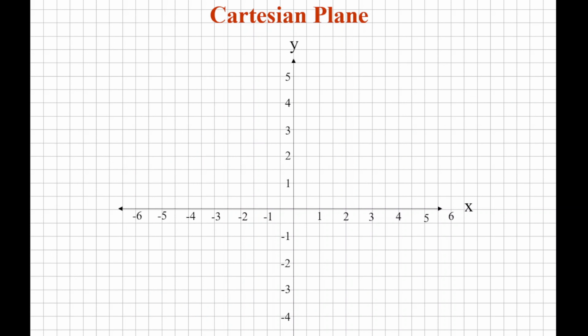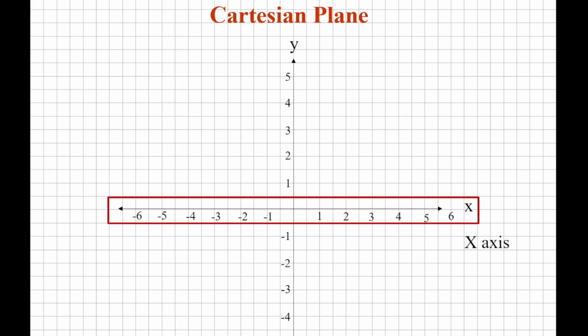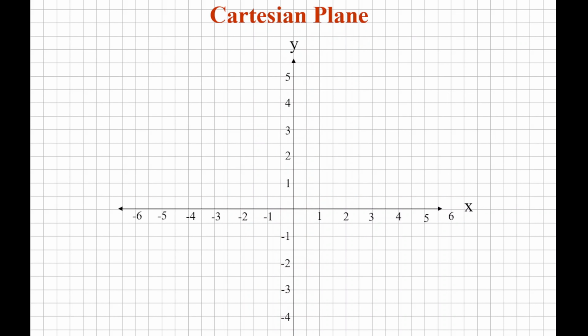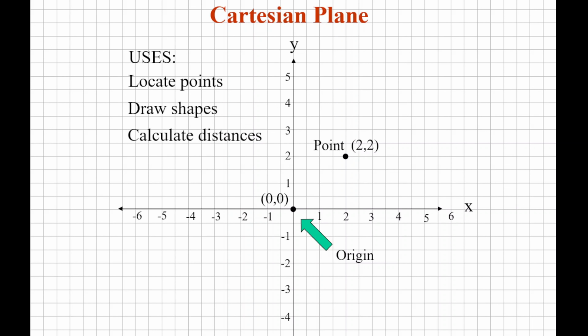Let's begin. The Cartesian plane is a coordinate system with two axes. The x-axis is the horizontal line, and the y-axis is the vertical line. Each axis has both positive and negative values. For example, the point 2, 2 is located at 2 on the x-axis and 2 on the y-axis. The origin is at the center of the plane, represented by the point 0, 0. The Cartesian plane has various uses, including locating points, drawing shapes, calculating distances, and graphing functions.